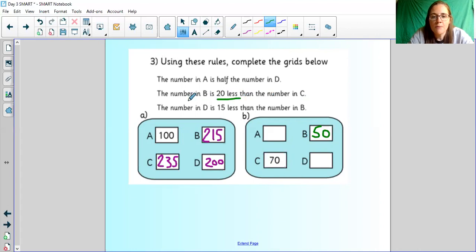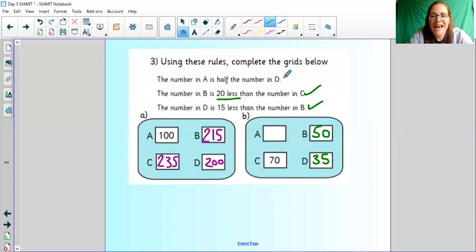Brilliant. The number in D is 15 less than the number in B. Oh, I can do that as well because I've got B. So D is 15 less than B. Again, that was quite an easy one. I just need to take away 15 and I get 35. So I did that one, then I did this one. Now I've got to go back to the first one.